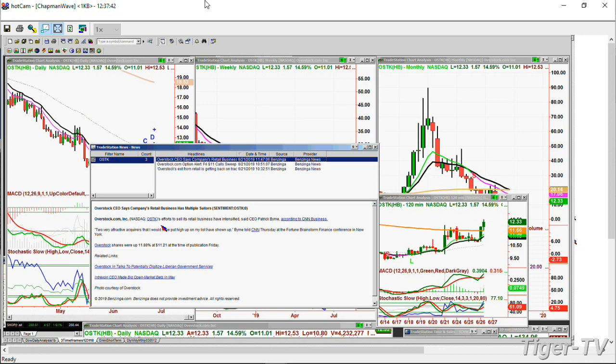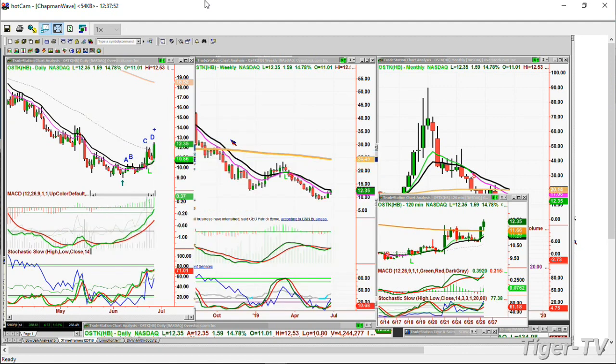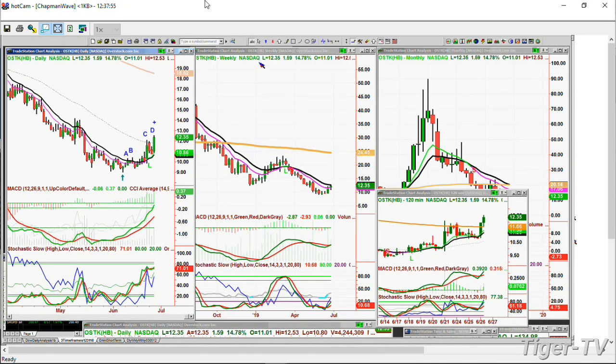Overstock, NASDAQ, efforts to sell its retail business have intensified. That's a different story altogether. They're not doing great. They're trying to sell themselves. So the question on Overstock: yes, it's a really good move. It's in leg D. No. In all good conscience, I can't say yes because it's a terrible looking chart.